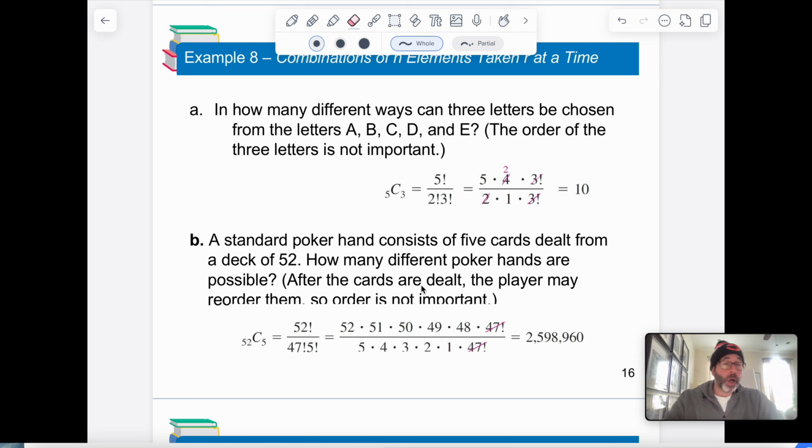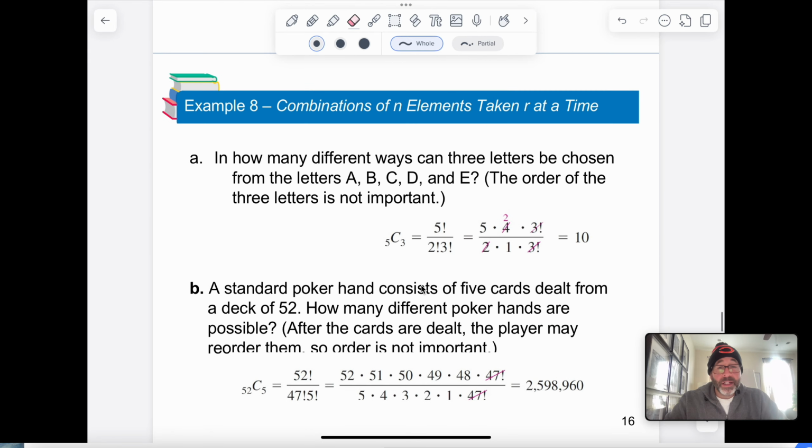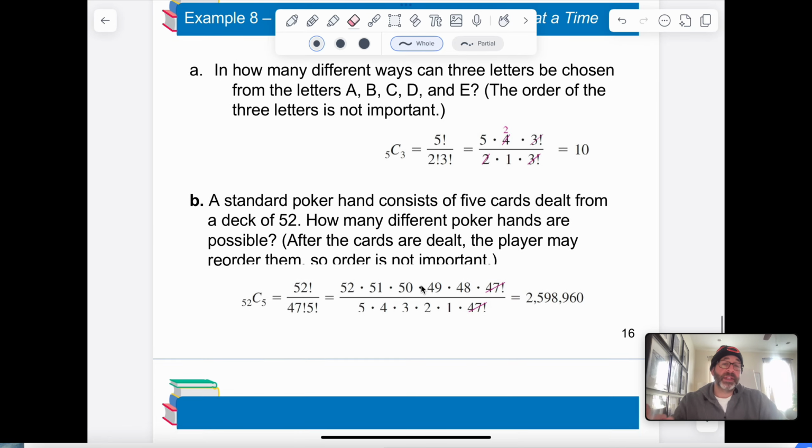So when everybody's like, oh, I got this exact same hand, 2 minutes ago, did you? Because there's 2.6 million different hands that you can actually start with. Okay. They may look similar, but they're not usually exactly the same. So that's all the combinations, permutations, all that stuff. Let's see them in action.